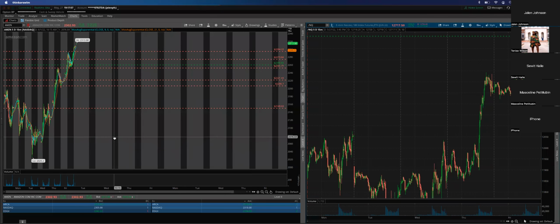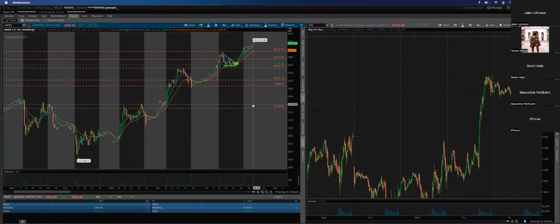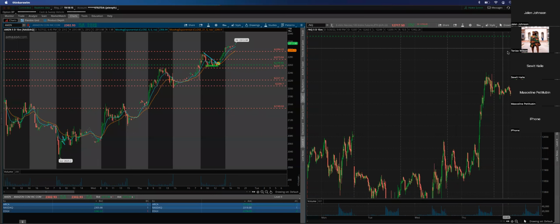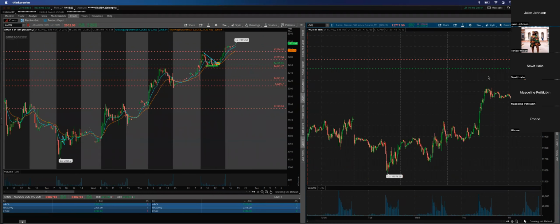What I consider an A plus setup, if you want to put this in your notes, is when the NASDAQ, or your index, is pretty much doing the same thing as the stock. Let me show you exactly what I mean by that. I looked at Amazon as an A plus setup, right? First, let's go here. Let me add my EMAs. I'm going to tell you my EMAs in a minute.